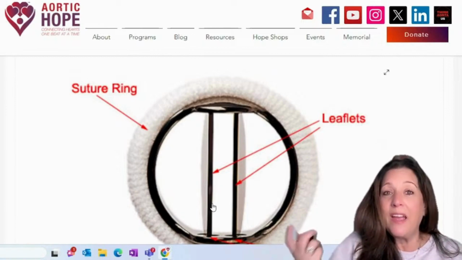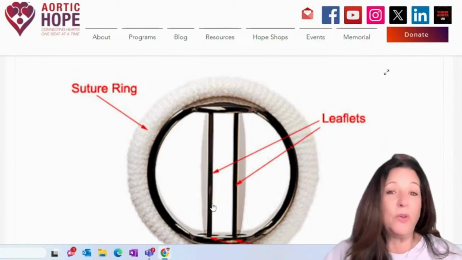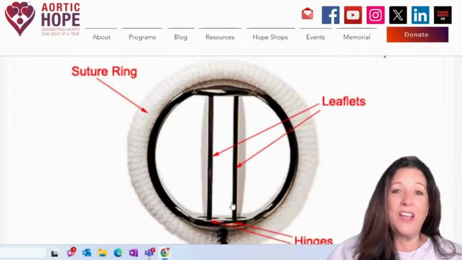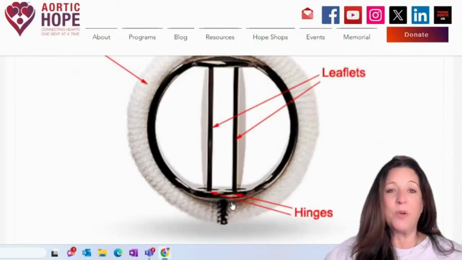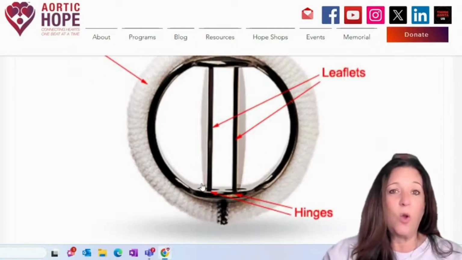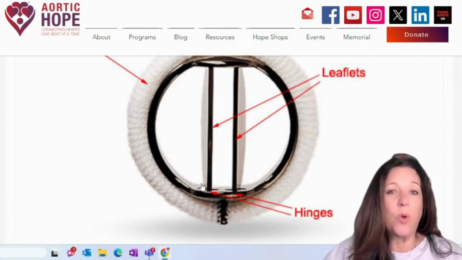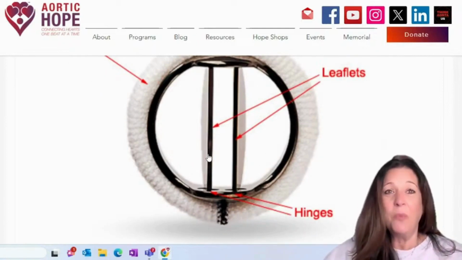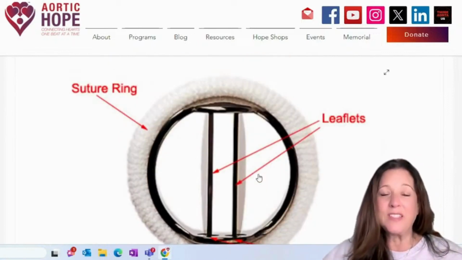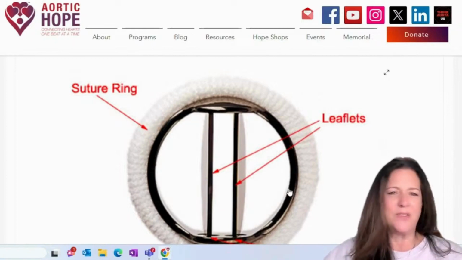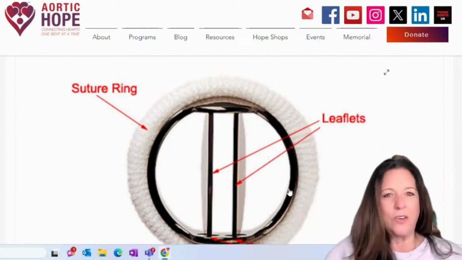It looks like my air conditioning ventilation duct. I don't get it. I don't know which direction they swing. I can't wait to see it in person, but these are the hinges. I'm guessing they open and close like a bar door or something. I don't really know, but I just find it fascinating that this is what is going to potentially take the place of your natural valve and allow you to just keep ticking.